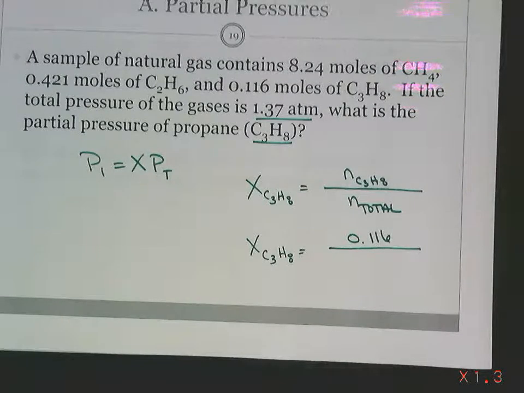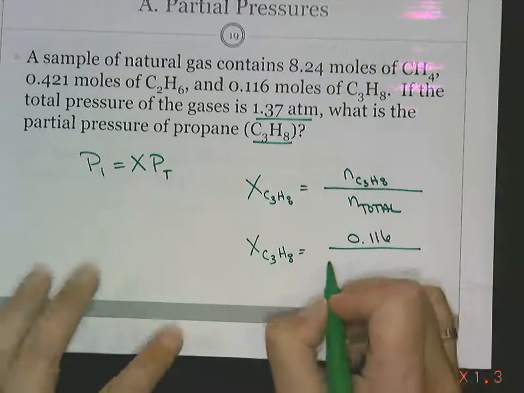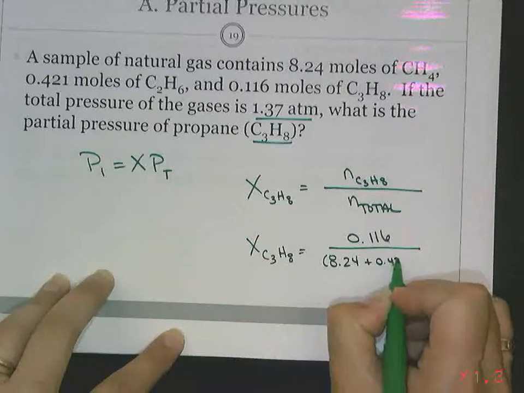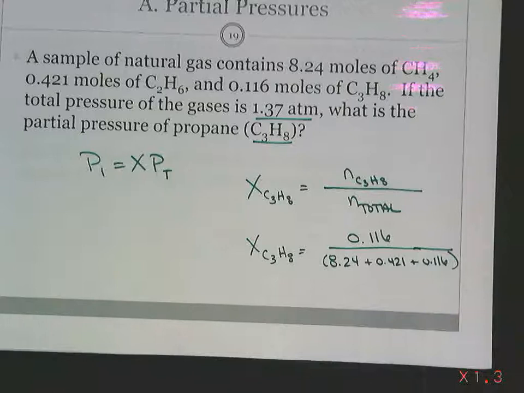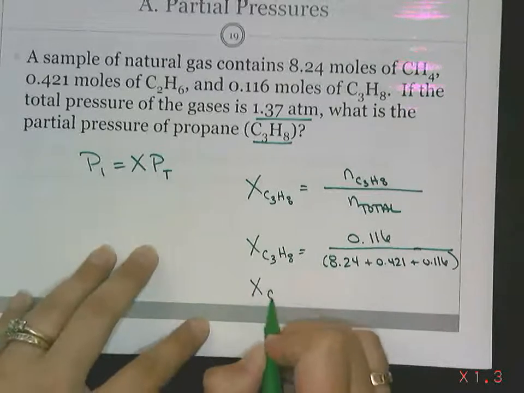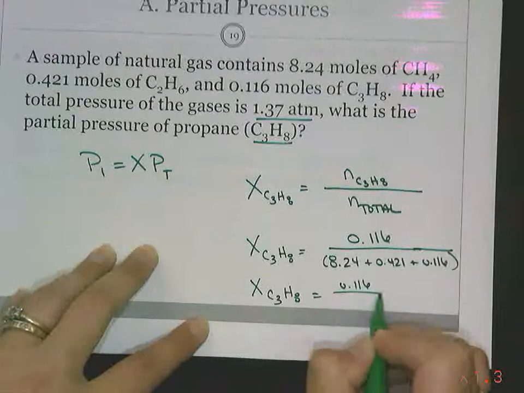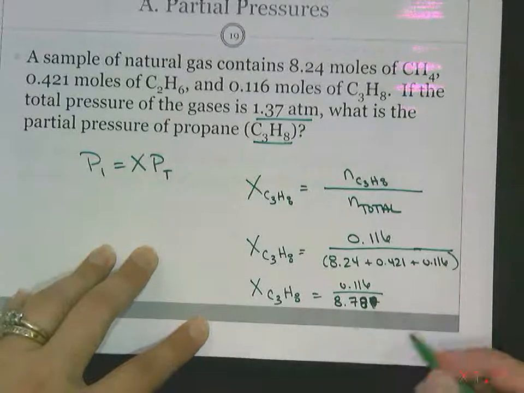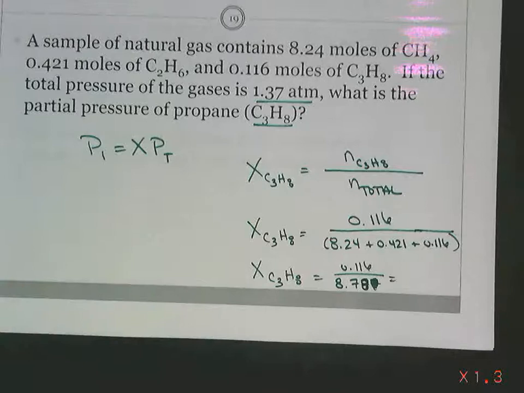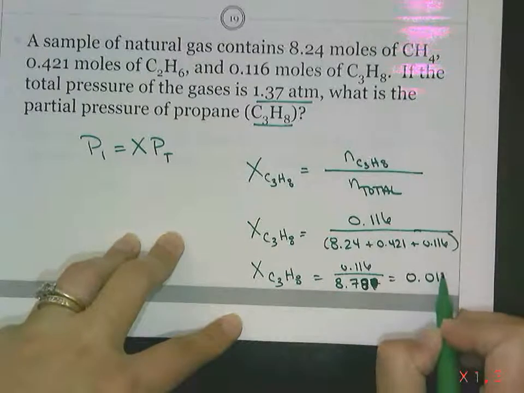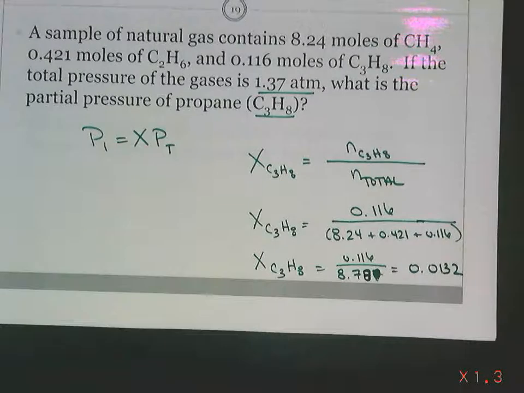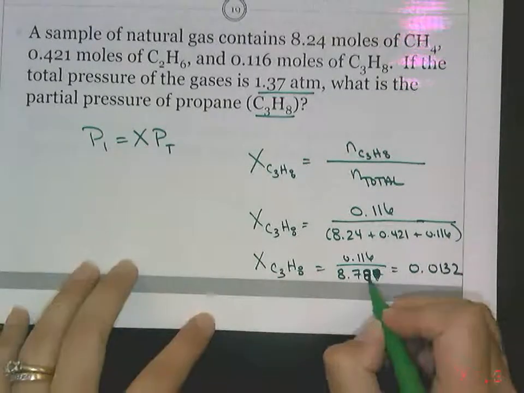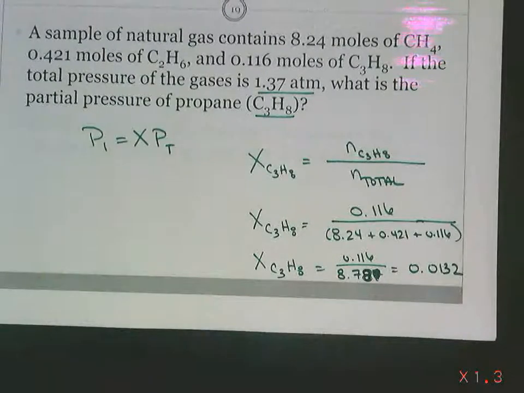All right, so 8.24 plus 0.421 plus 0.116. Make that an 8 with sig figs. All right, 0.116 divided by 8.78. That's supposed to be 8.78, that's an 8. Yep. Sig figs. So it's going to be 0.0132, but I can only have 3 sig figs. So. All right, so now what do I do with this new x?